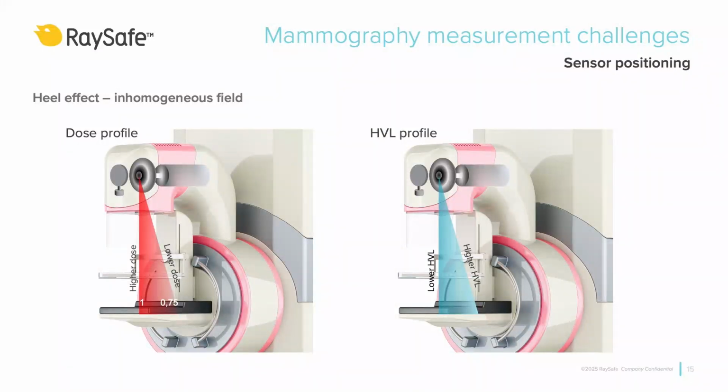The tight and compact geometry makes the heel effect more prominent. There will be significant changes in dose and HVL depending on where you position your sensor. Just a centimeter or two difference will give you noticeable changes when measuring.